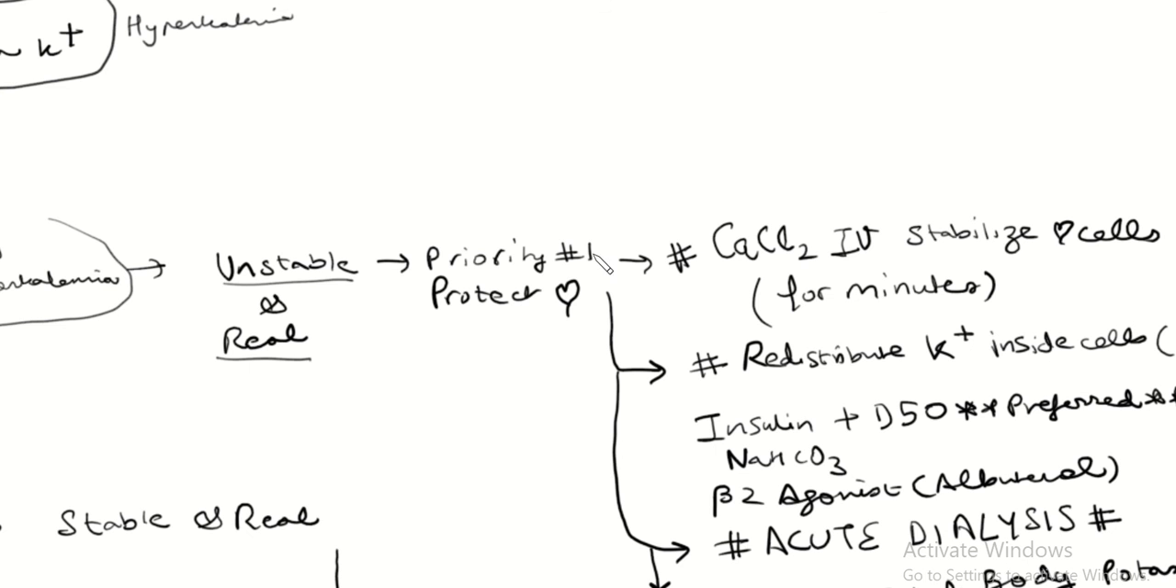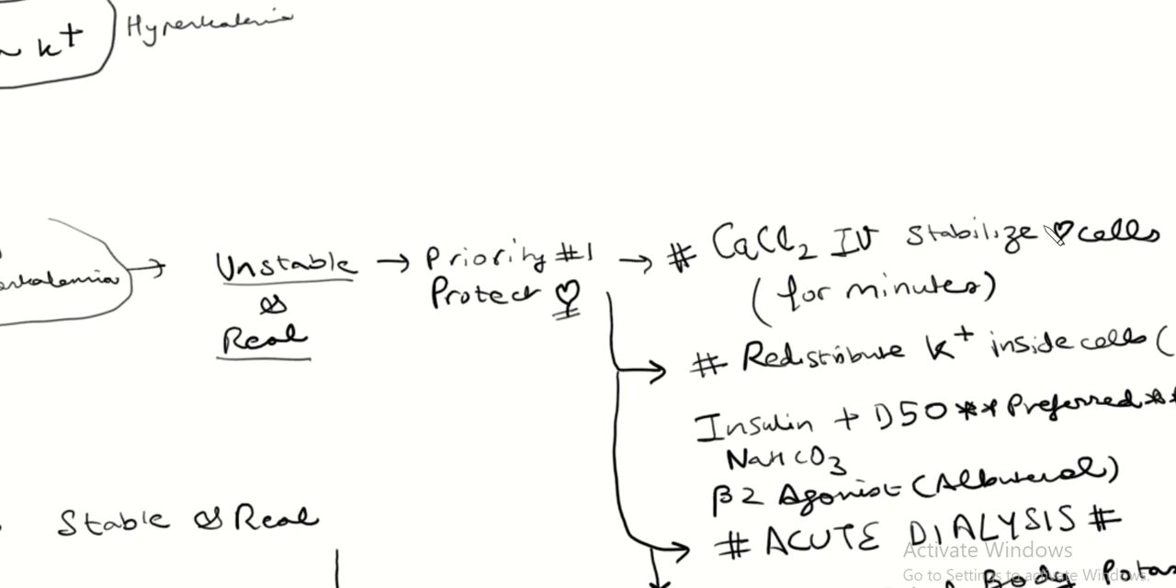So, priority: protect the heart, then diagnose and treat. So how do I protect the heart? I give them calcium chloride. Well, sir, this is a problem of potassium. Why are you giving them calcium chloride? Calcium chloride stabilizes the heart cells.